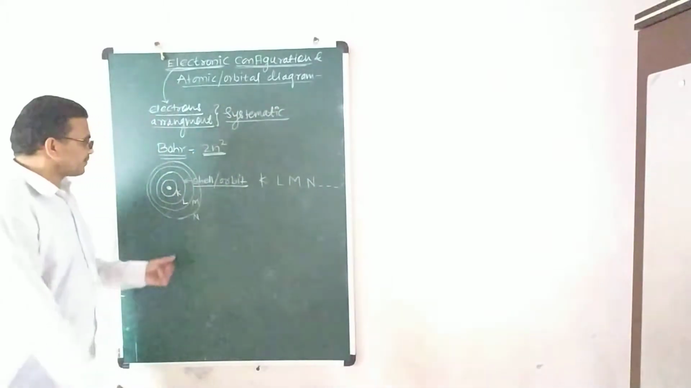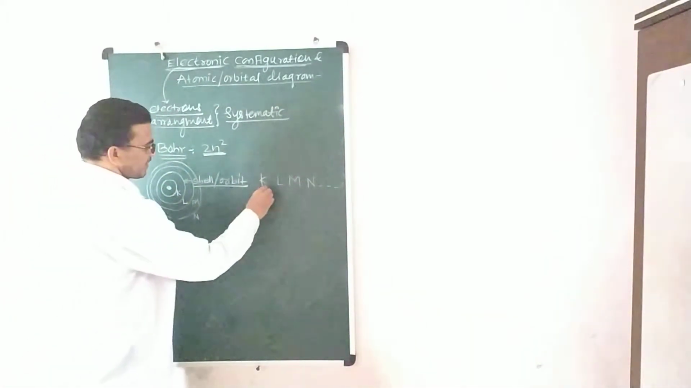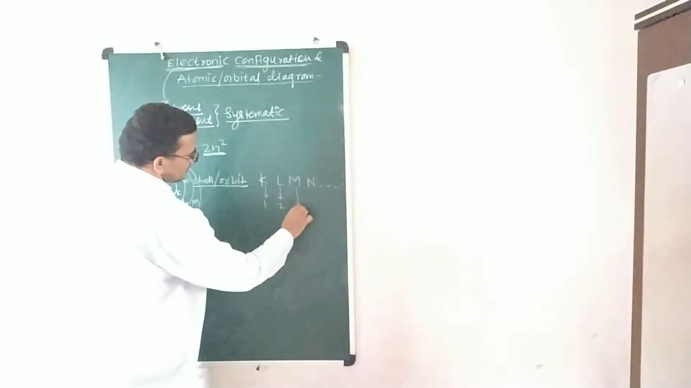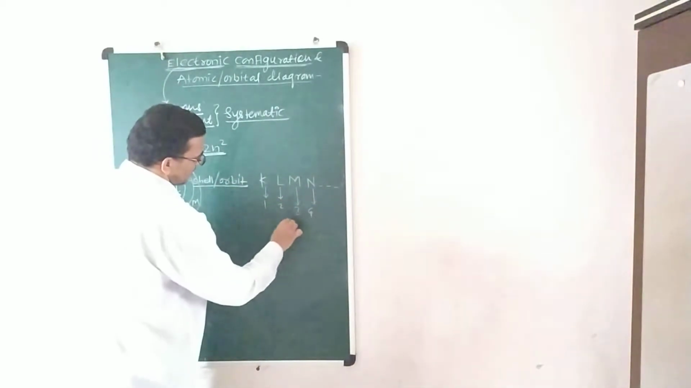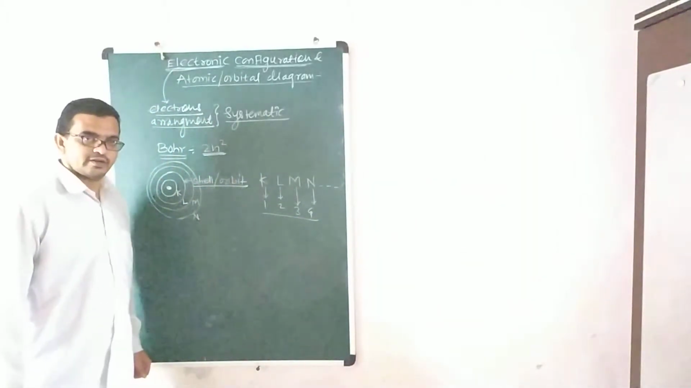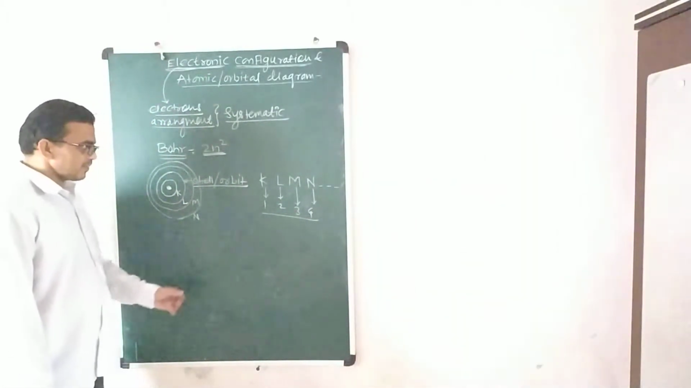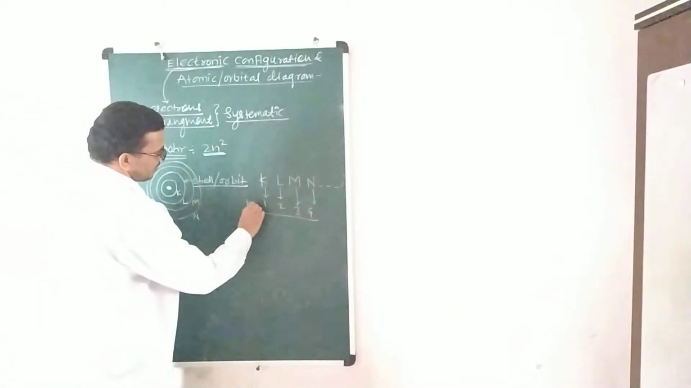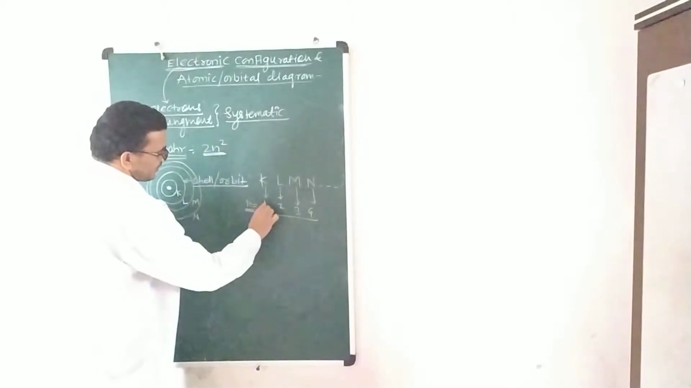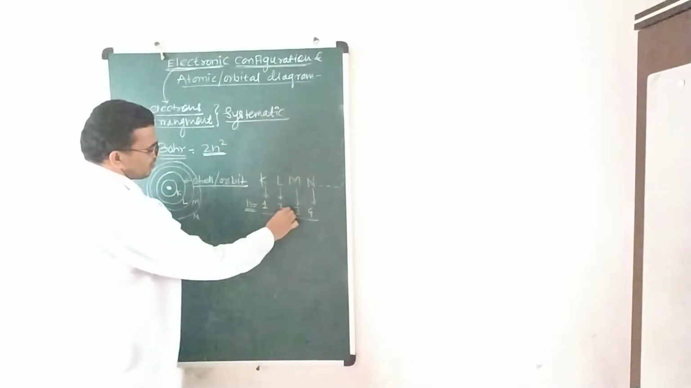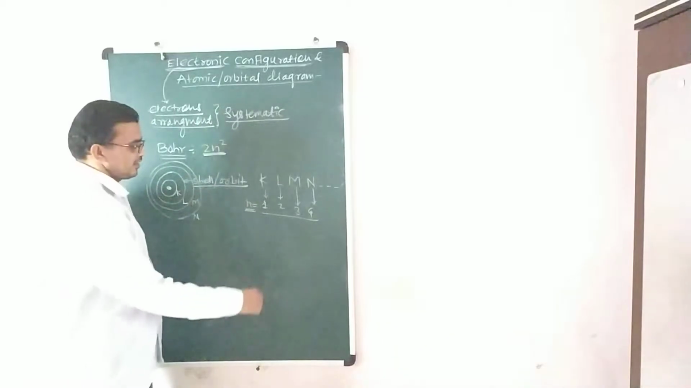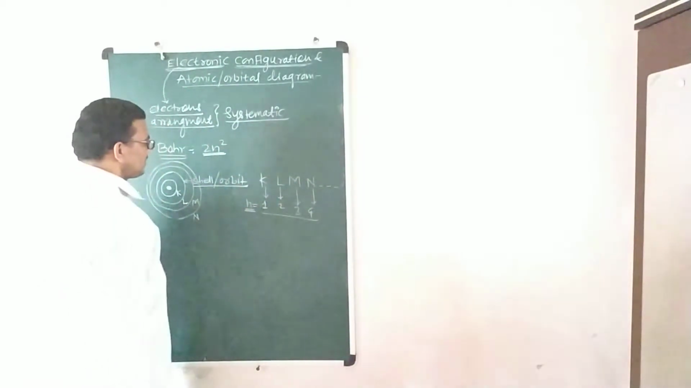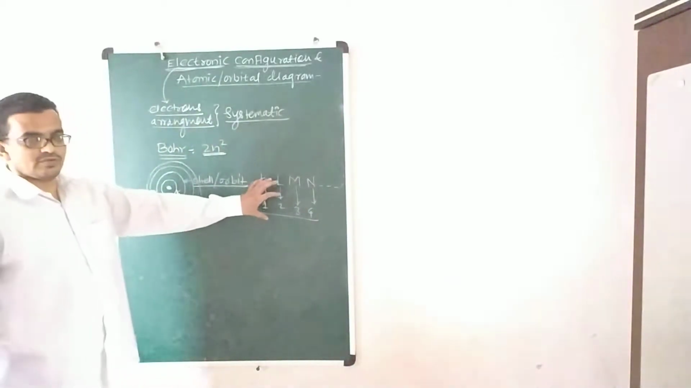Understand? So K shell is the first shell. L means the second shell, M means the third shell, and N means the fourth shell. So you have to keep these things in mind. Now this is n. If n is equal to 1, that is the K shell. If n is equal to 2, this is the L shell. If n is equal to 3, it means the M shell. And n is equal to 4 means the N shell. So this concept you have to keep in your mind.